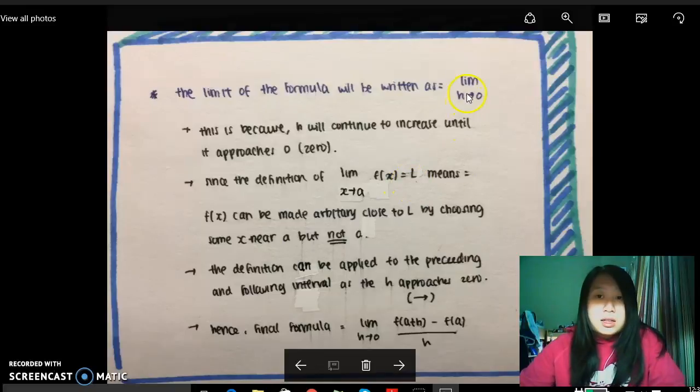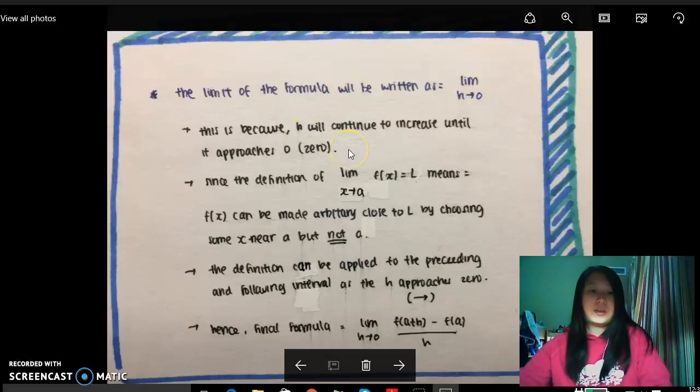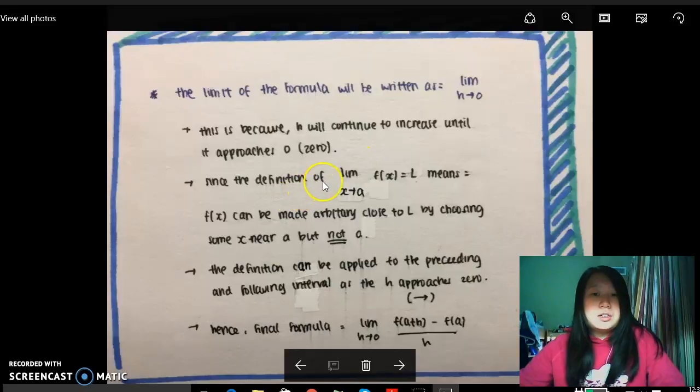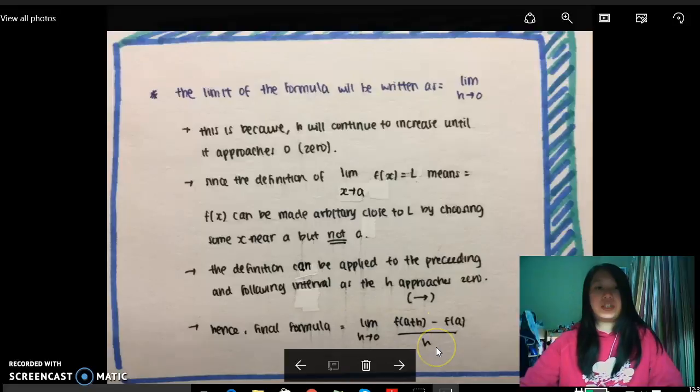The limit can be written as the limit as h approaches 0. This is because h will continue to increase until it approaches 0, according to the preceding interval. The definition of the limit as x approaches a of f(x) equals L means that f(x) can be made arbitrarily close to L by choosing some x near a, but not a. The definition can be applied to the preceding and following interval as h approaches 0, and hence we can write the final formula as the limit as h approaches 0 of f(a plus h) minus f(a) over h.